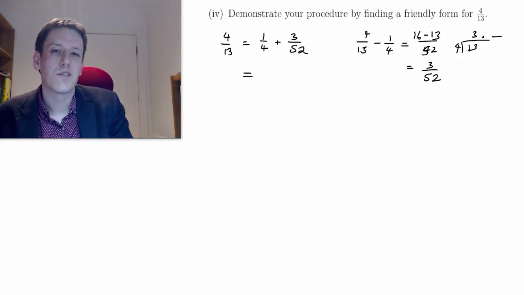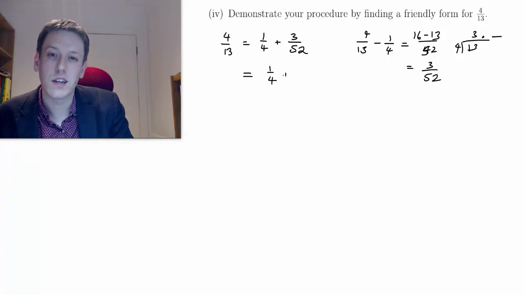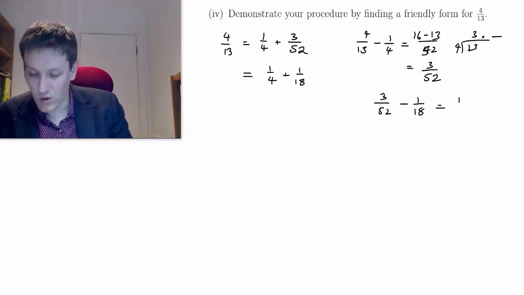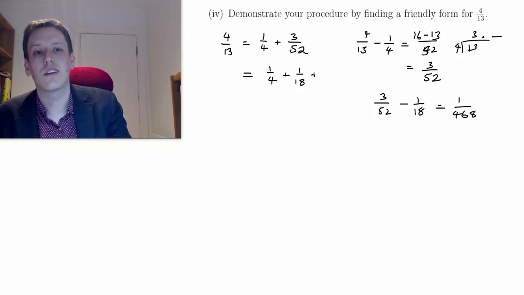Now 3/52 again. Well, 51 is 3 times 17, so again 52/3 is 17 and a bit, so the next best one I can take out is 1/18. Perhaps on the side here let's do 3/52 minus 1/18, and if you just work that out, I'm sure you can do the fractions, you get 1 divided by 468, and thankfully the procedure has terminated there.